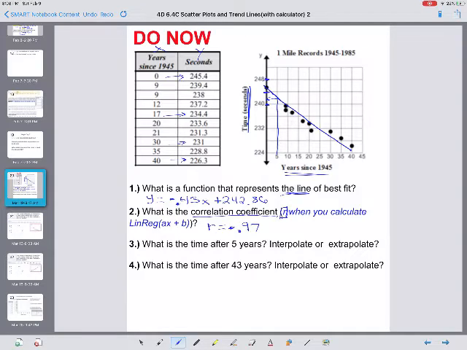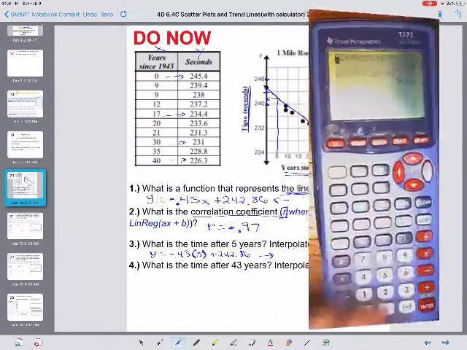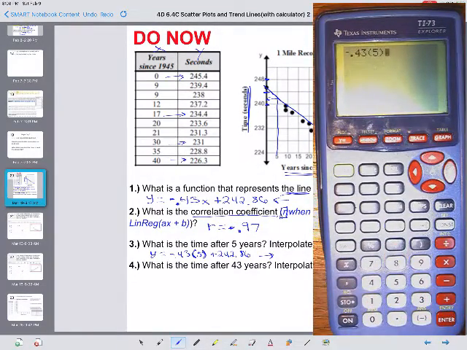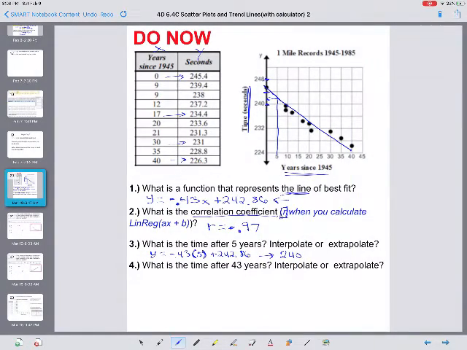We can actually use our equation to see if it's going to be around 242 by saying y equals negative 0.43 times x, where x is 5 in this case, plus 242.86. That's not too hard to type into our calculators, so let's do that really quick. Negative 0.43 times 5 plus 242.86. Yeah, 240.71. This would be seconds here.